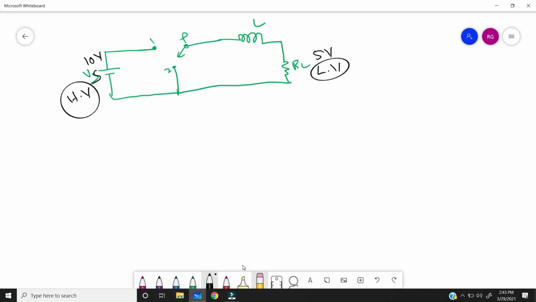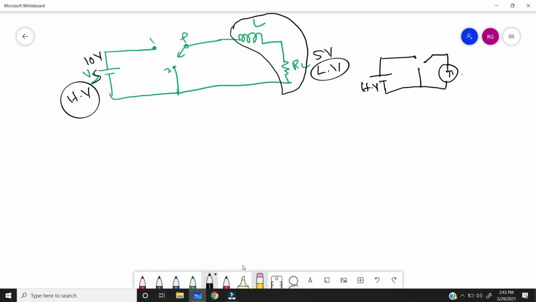So for example, if you take this inductor and resistance as a current sink, then your circuit will be like this, right? A current sink like this. Here I'm taking the high voltage and here you can take the low voltage. This is the double pole single throw switch, point 1 and point 2. So here in the buck converter, input is high voltage and output is low voltage.